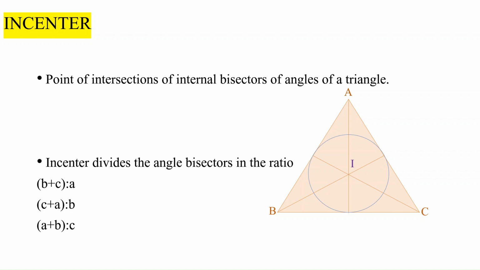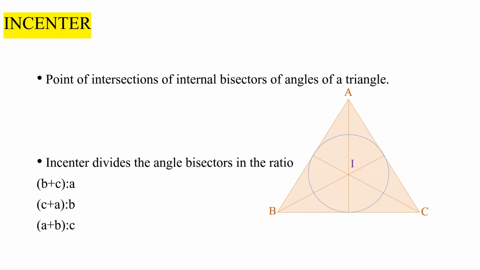And this I also divides the angular bisectors in different ratios. In the formula shown here, small a, small b and small c represents the length of sides. Small a represents the length of side opposite to vertex A, means length of BC side is nothing but small a. Similarly, length of AC is small b and length of AB is small c.